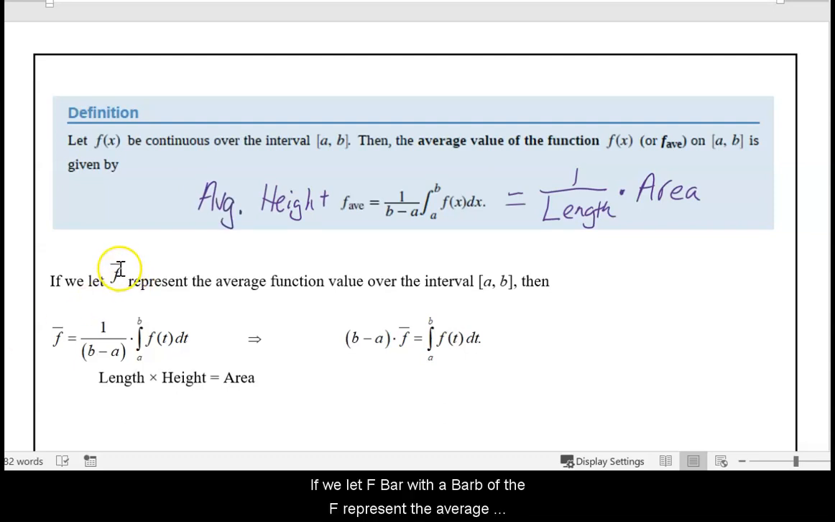If we let f bar, with a bar above the f, represent the average value of that function over the interval from a to b, then the formula for the average value, 1 over b minus a times the definite integral, implies that the width or length of that interval times the average height should give us the same area. In other words, length times height equals area. Let's move on to the next piece.